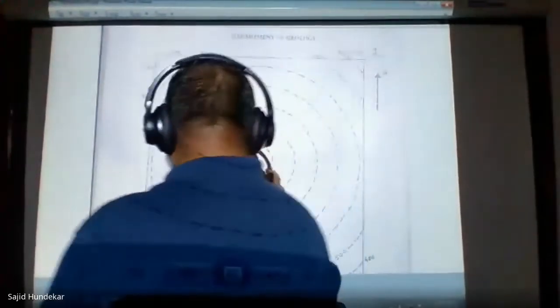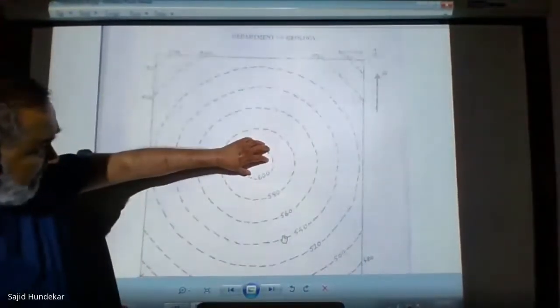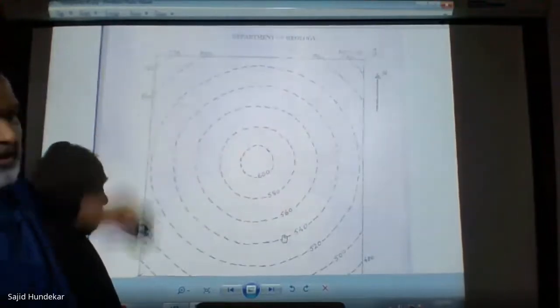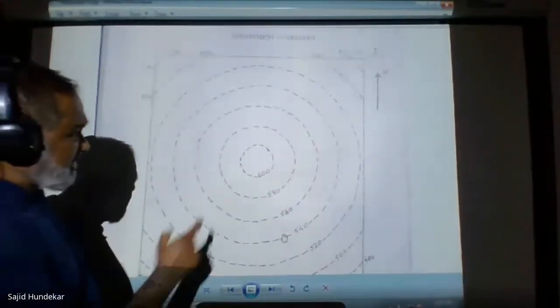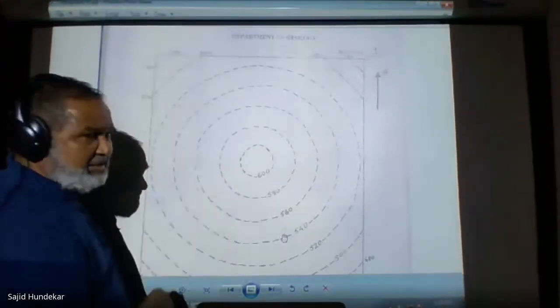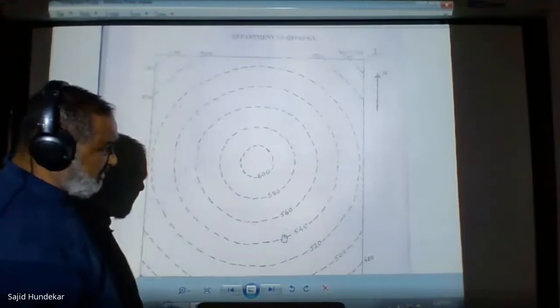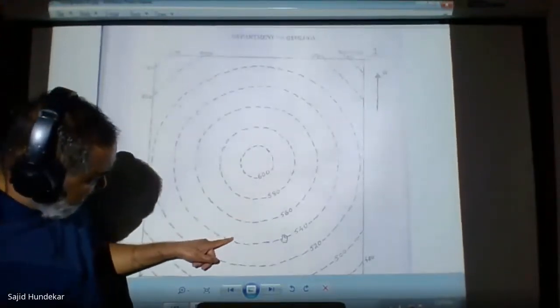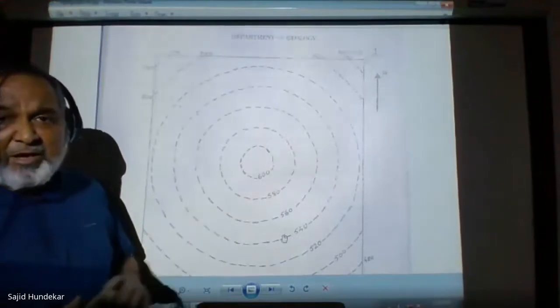From the center point, if you go towards any direction, the values will decrease. And how much does the value decrease? From 600, if you go here, it is 580, a difference of 20. From here again it goes to the next line, 560, again a 20 difference. So here a uniform difference is there.